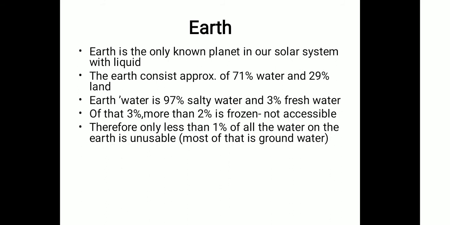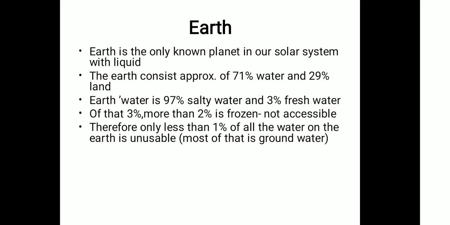The earth consists of approximately 71% water and 29% land. Earth's water is 97% salt water and 3% fresh water. Of that 3%, more than 2% is frozen and not accessible, in the form of ice caps or in polar regions.